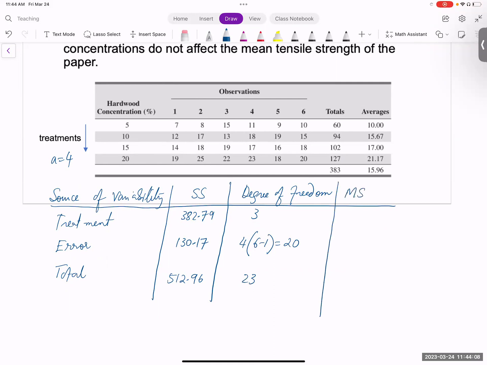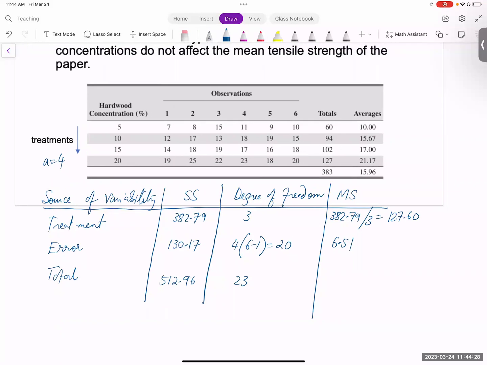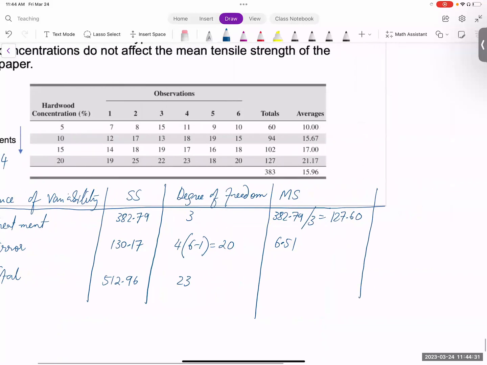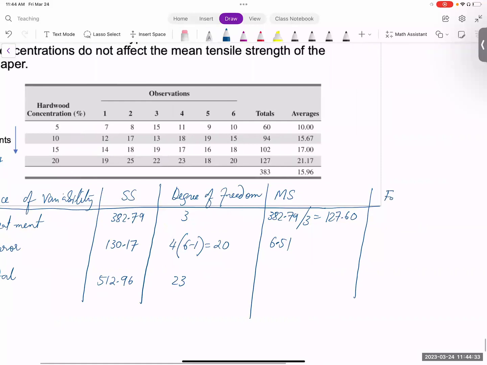And then you have mean squares. In the first case, your mean square treatment is sum of squares treatment divided by degrees of freedom, which is 382.79 divided by 3, which is equal to 127.60. Then for error, this is 6.51. And then finally, you can compute your F value, F0, which is 19.61. It is basically the ratio of mean square treatment and mean square error.